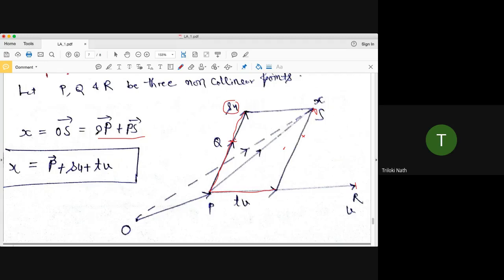So what we have written here, in place of OP vector, the position vector of P, that is P vector, and in place of PS, we have written sU plus tV. So in this way, we have written the position vector of a point in the plane passing through P, Q, R. Yeah, let me ask a question. Any problem? Please ask.